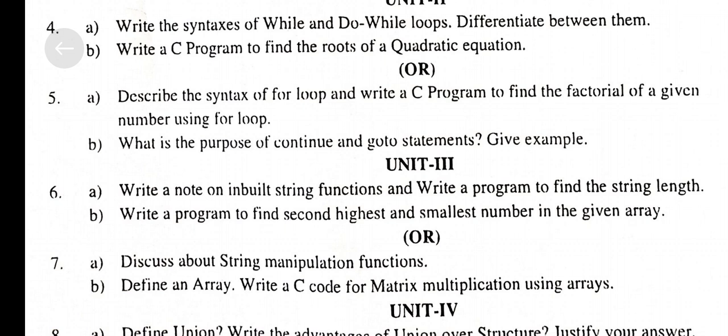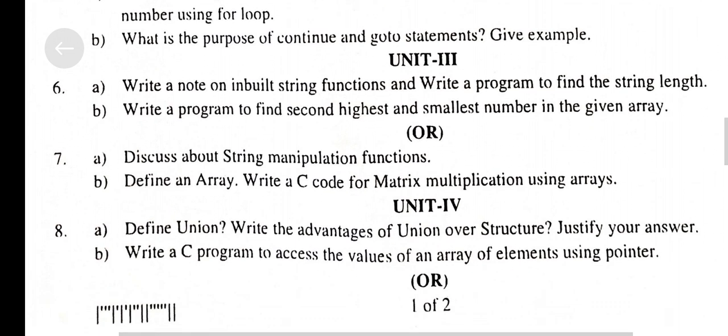5th, Option A: describe the syntax of for loop and write a C program to find the factorial of a given number using for loop. What is the purpose of continue and goto statements? Give example.